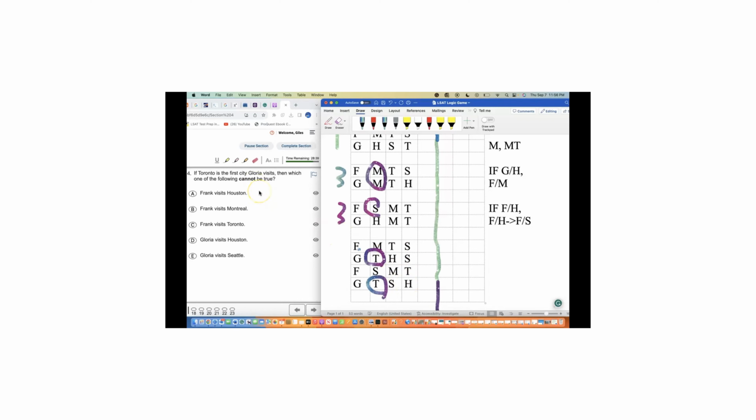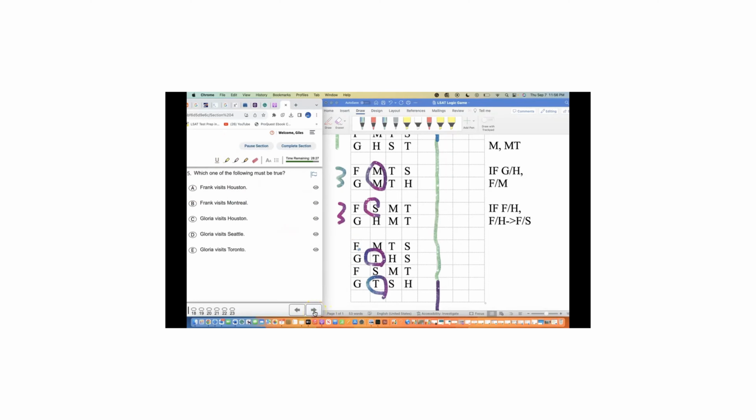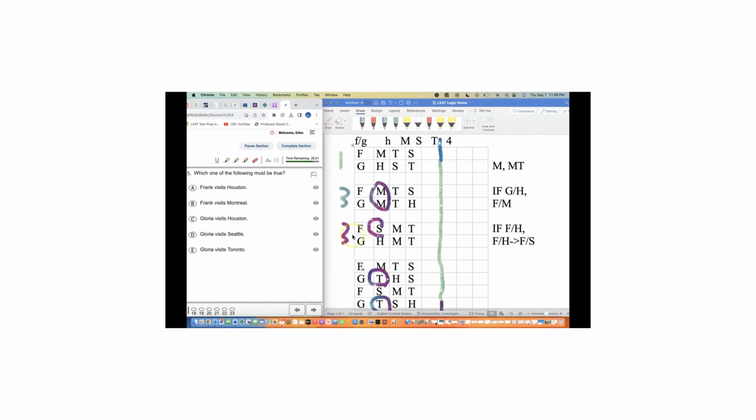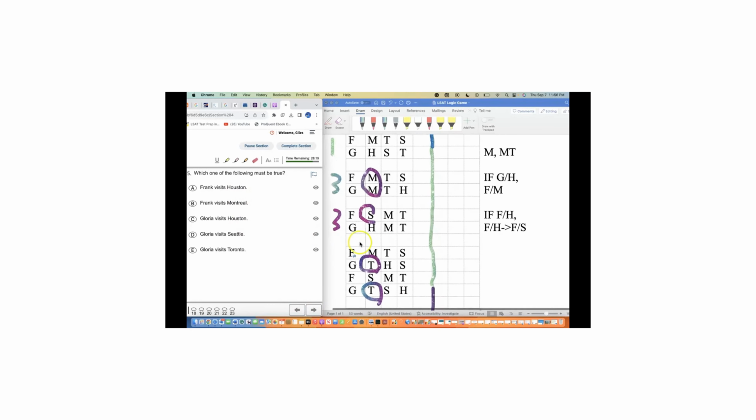Okay, Frank visited Houston. No, I don't see that anywhere, so let's go ahead and pick that one right there. And we got that one correct, which you found must be true. Frank visits Houston, I don't really see that. Frank visits Mount Rose, I do see that.